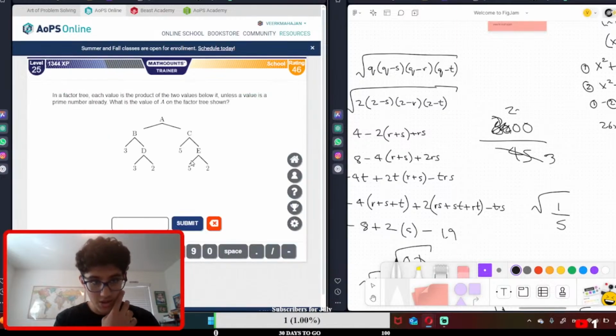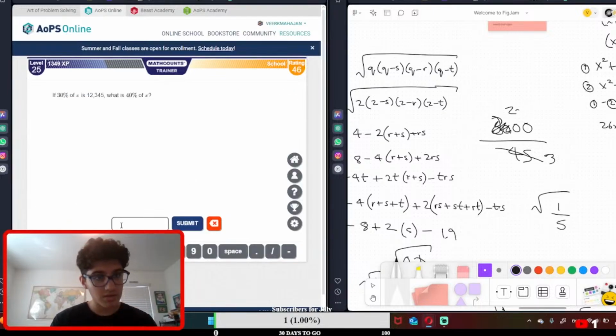Okay, in this factor tree, each value is a product of the two values below it, unless a value is a prime number already. So 6. What is the value of a? So 18. 18 times 50, so it should be 900, I think. 30% of x is that. What is 40% of x? So it'll just be 4/3 of that. 1/3 of that will be 4115. So it'll be 41115.